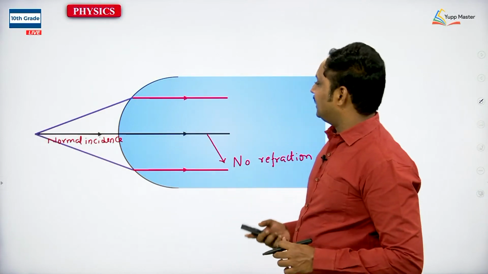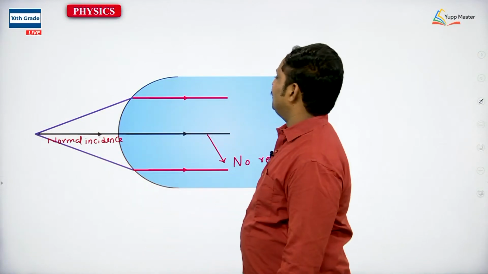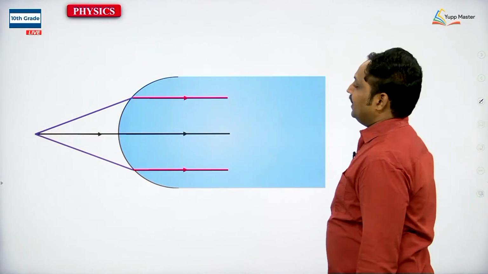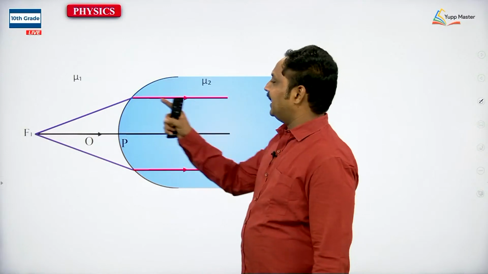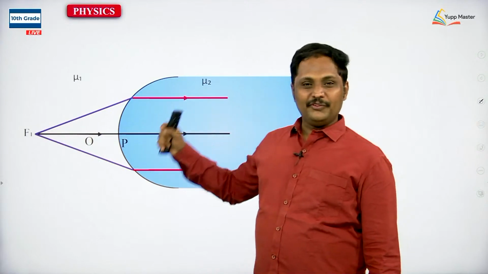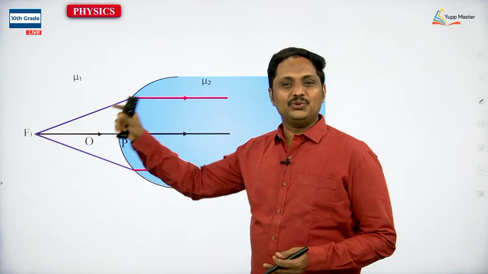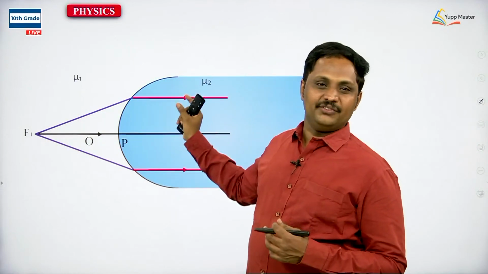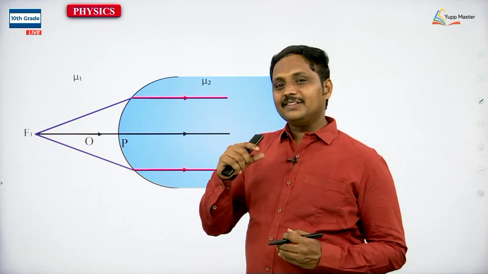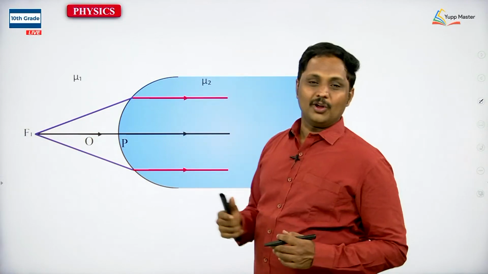Suppose you take a source which is going to move. After that we can identify this, right. If you take mu1 and mu2, mu1 is the rarer medium and mu2 is the denser medium. Whenever light passes from the rarer to the denser medium, there exists a refraction. Here the light rays are going to bend towards the normal, just take the normal, they bend towards the normal.